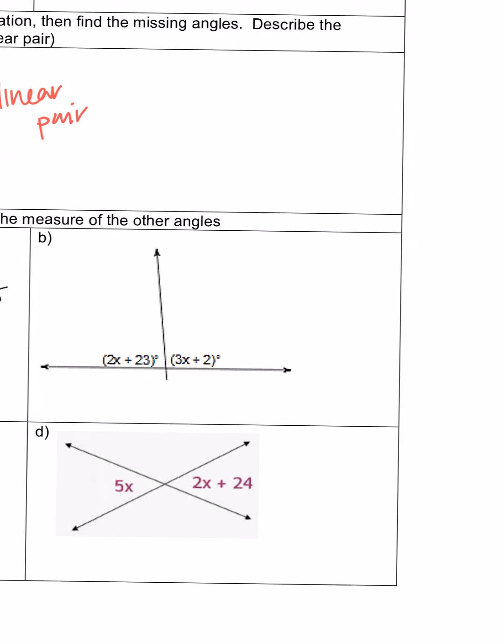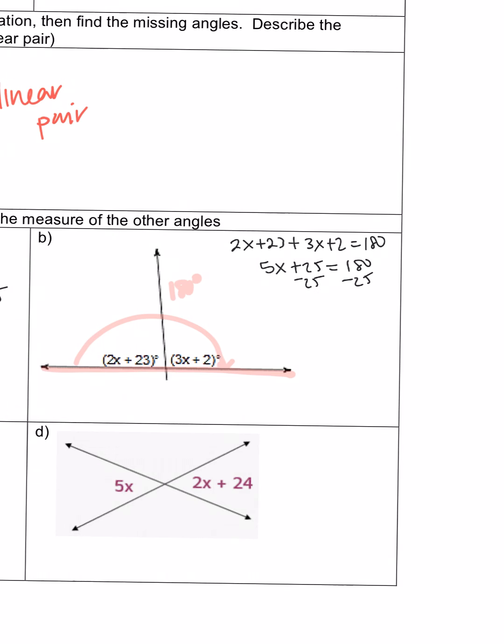I got a linear pair here because if you notice, they make a straight line, straight angle. Together they add to 180 degrees. A linear pair is adjacent and supplementary, meaning next to but adding to 180 together. So let's do this. 2x plus 23 plus 3x plus 2 equals 180. 5x plus 25 equals 180.